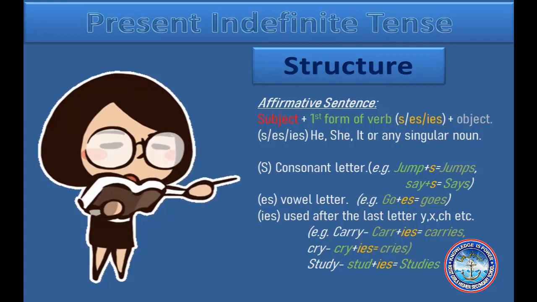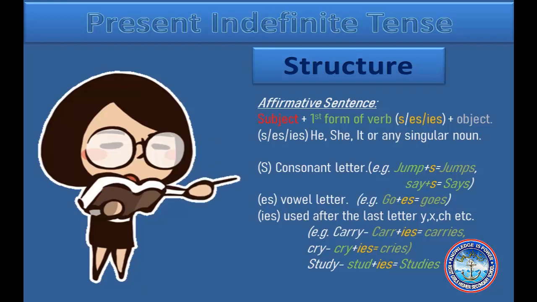Next is IES. It should be used after the verbs which have a last letter X, Y, CH and so on, that follows a consonant letter. Example, C-A-R-R-Y, carry. Now this carry is a verb, okay? And the last letter is Y. Now this Y is a consonant letter, but before Y we have another consonant letter, that is R. That is why we replace Y with I and add ES.